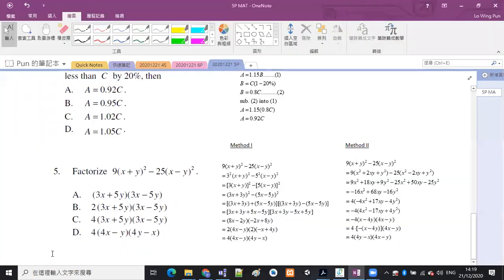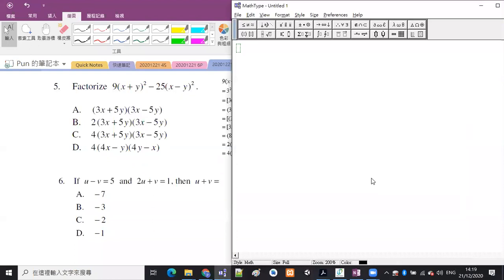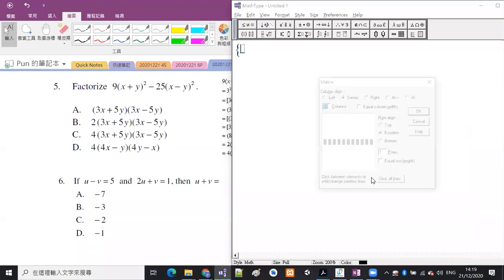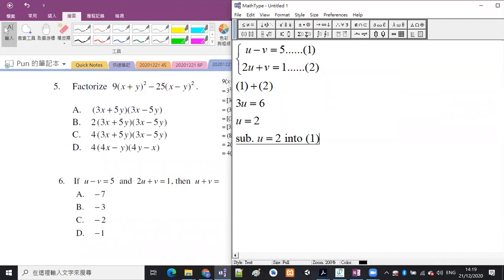Then number 6. Simultaneous equations. So we have this, right? u minus v is equal to 5, equation 1, 2u plus v is equal to 1, equation 2, and then we just solve these equations. When we add the 2 equations together, the v terms are completely cancelled. So we have 3u is equal to 6. So u is equal to 2, and then you just substitute u equals 2 into equation 1.